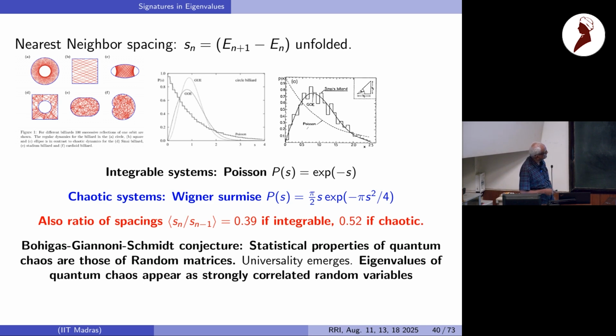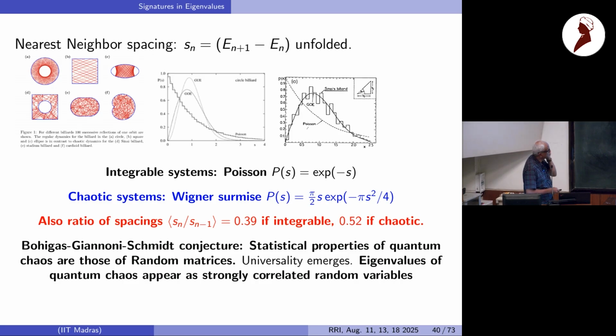For integrable systems, it turns out to be 0.39. This is called a Poisson distribution. If it's chaotic, it's very different. For time reversal symmetric chaotic, it's 0.52. If it breaks time reversal symmetry, I think it's around 0.6. Maybe somebody remembers better, but it's something around 0.6, maybe more than 0.6. So you can very clearly distinguish integrable, time reversal symmetric chaotic, and non-time-reversal chaotic.